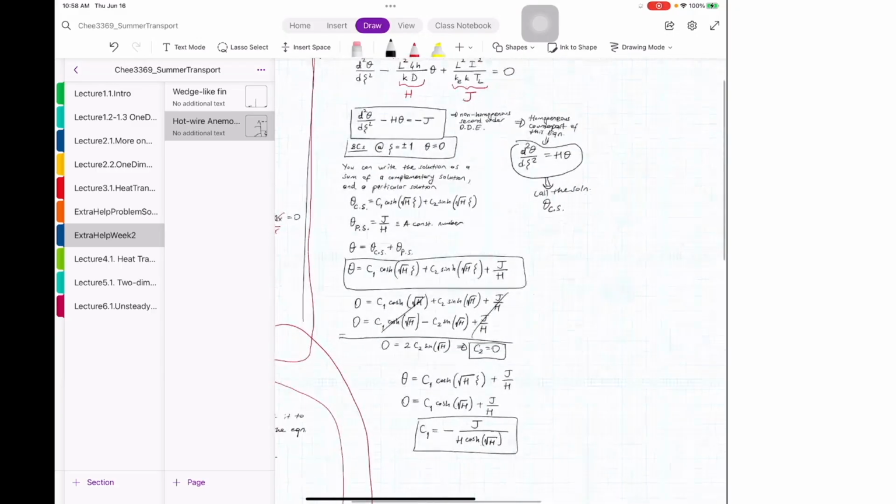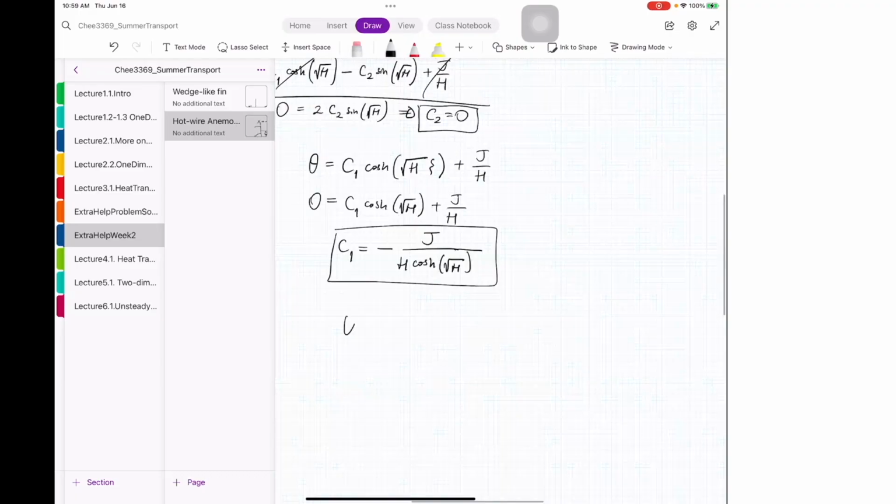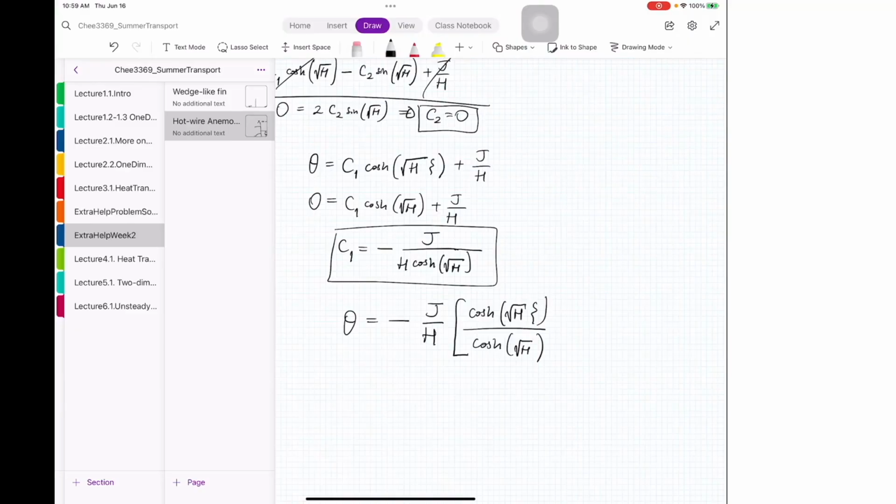So if we finish, then we find that theta must be equal to minus j over h in parentheses cosine hyperbolic square root of h psi divided by cosine hyperbolic square root of h minus 1. Okay. That's the solution. Any questions so far?